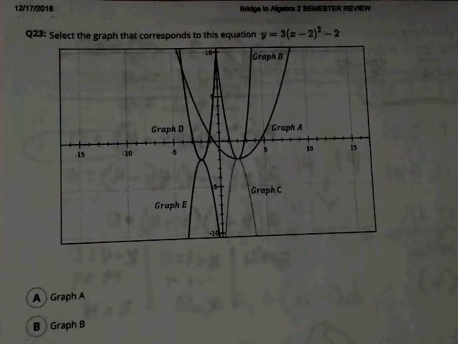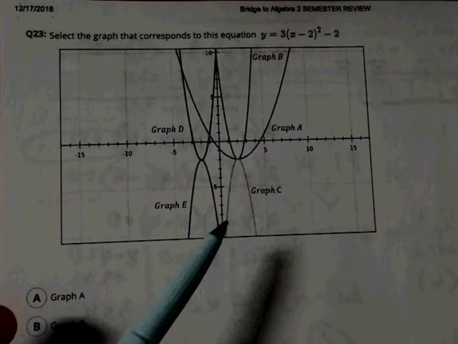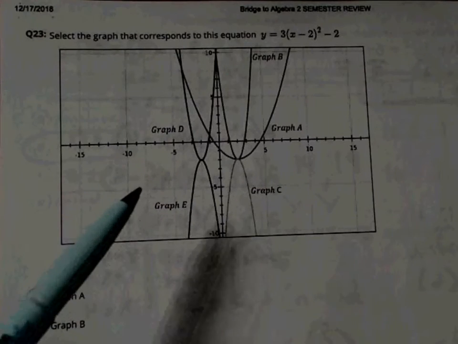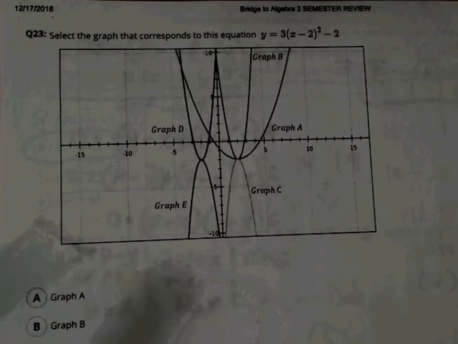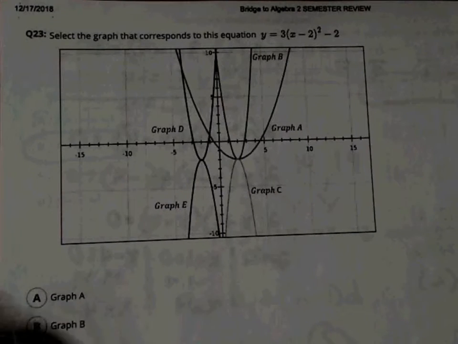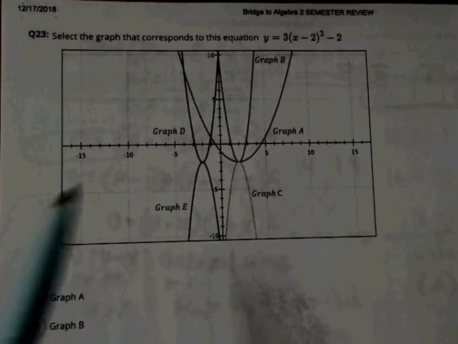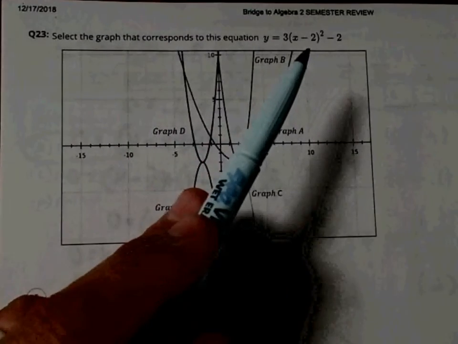All right, so once again, I would encourage you that if you're looking at this question in reference to it, I would look on your computer screen because it's in color to where this one is not in color. It's all in black and white, so it's kind of hard to distinguish between some of the graphs. Okay? And so the question says, select the graph that corresponds with this equation up here.